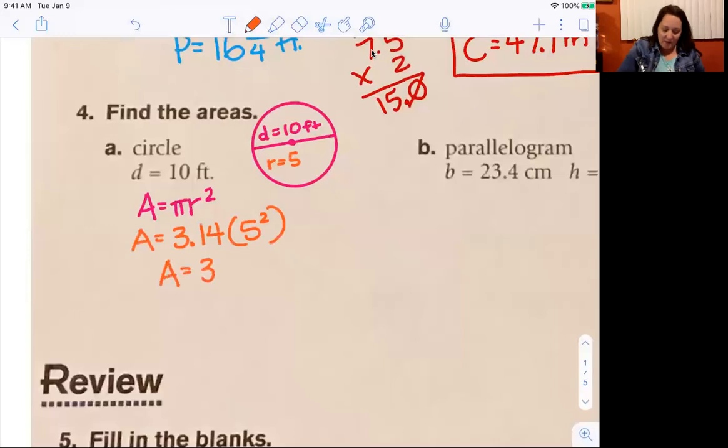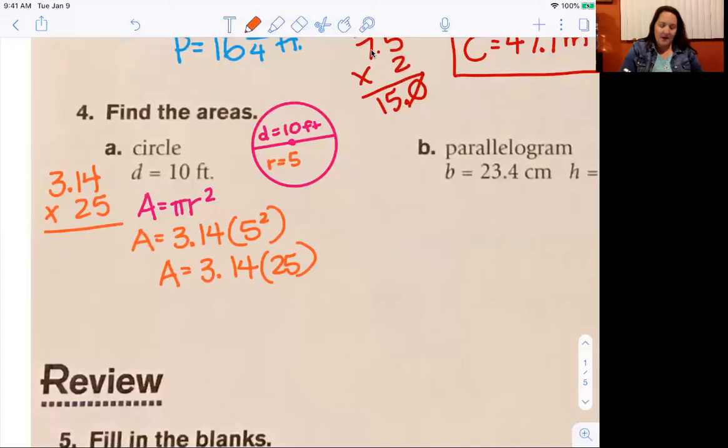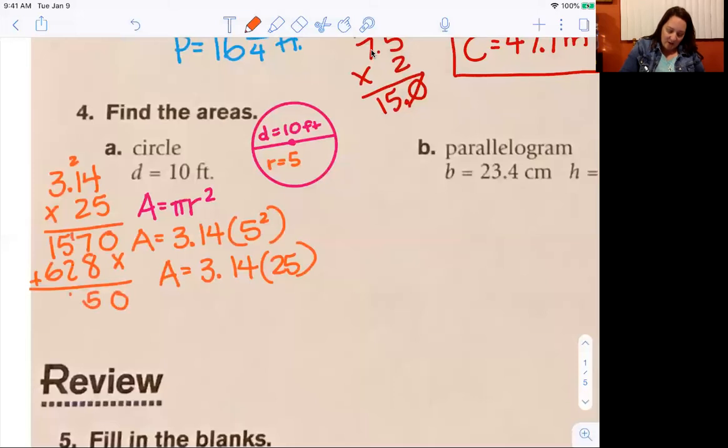Area equals 3.14 times 25. So 3.14 times 25. 5 times 4 is 20. 1 times 5 is 5 plus 2 is 7. 3 times 5 is 15. 2 times 4 is 8. 2 times 1 is 2. And 2 times 3 is 6. Then we add 1, 8, 8. And we get area equals 78.5 what? Square feet.